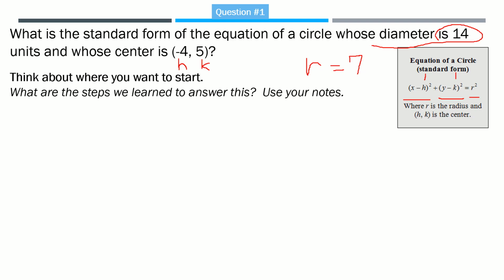All right, now we're going to just take that and plug that into the equation of a circle. So we'll start with x minus h, and we said h is -4, so we're subtracting -4, squared, plus y minus k, and k is 5, squared, equals r squared.